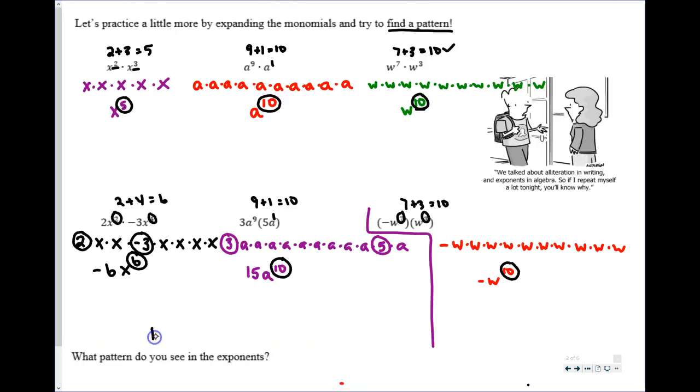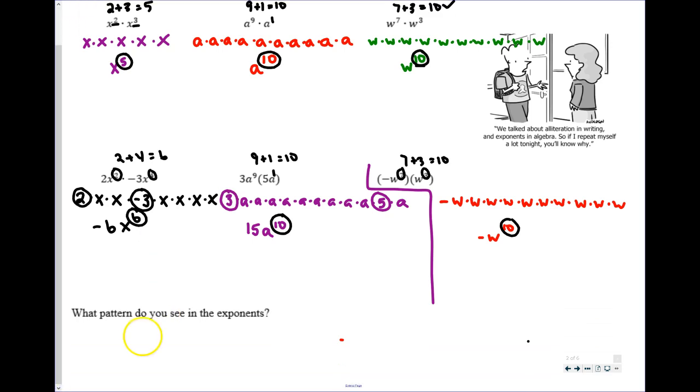So the pattern that I see, scroll back down here. What is my laptop doing here? All right. The base stays the same, right? Notice that the base didn't change. I had a here, a's there. The base stays the same. And you add the exponents.